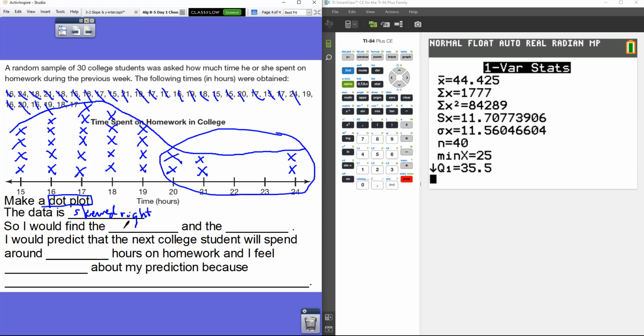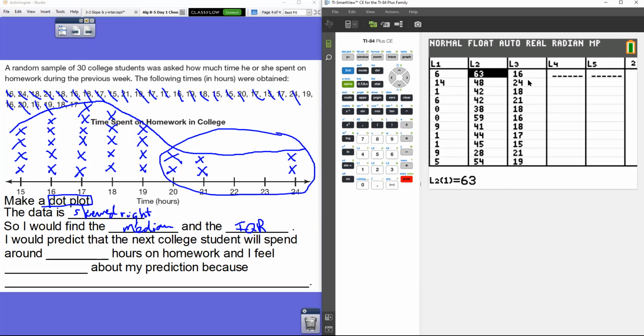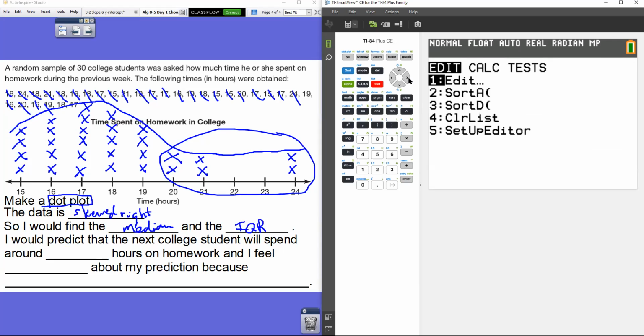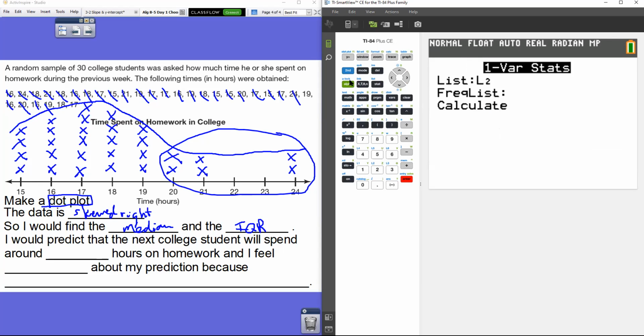So since it's skewed right, we would find the median and the IQR. Remember, symmetric is mean and standard deviation. Skewed left and skewed right is median and IQR. I would predict that the next college student will spend around blank. Well, that means we need to type the numbers in. I already went through and typed the numbers into my L3. So I'm going to do stat, calc, one variable statistics. I'm going to use L3 this time because that's where my data is.